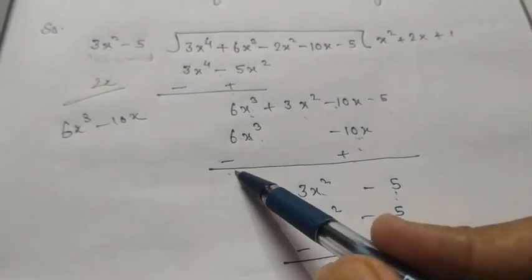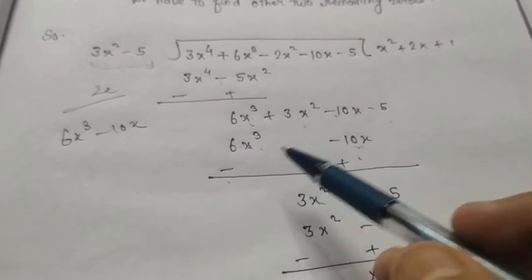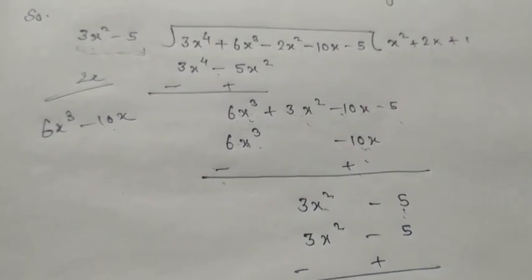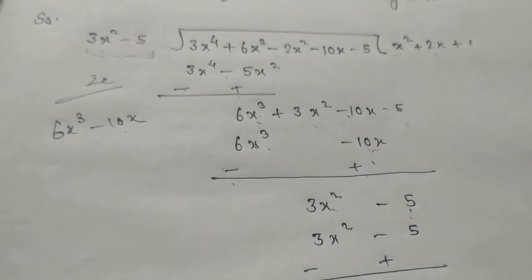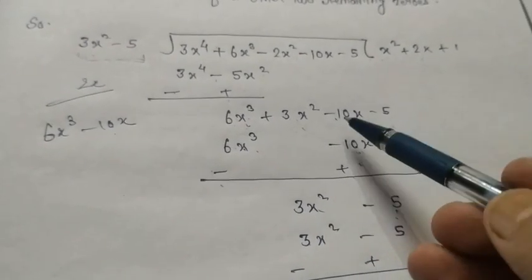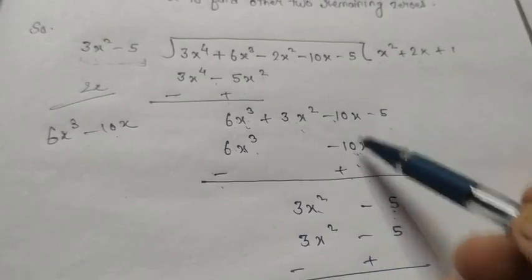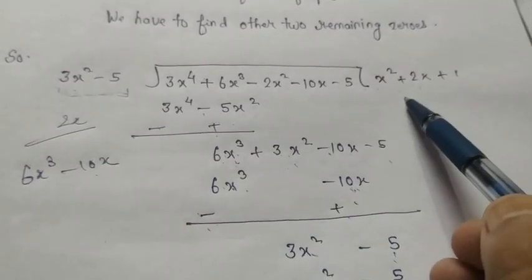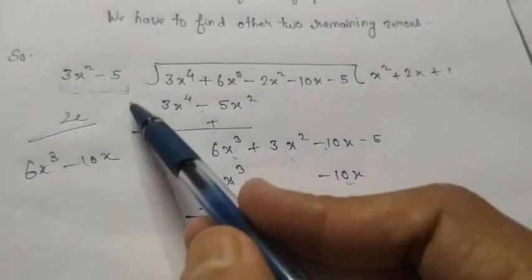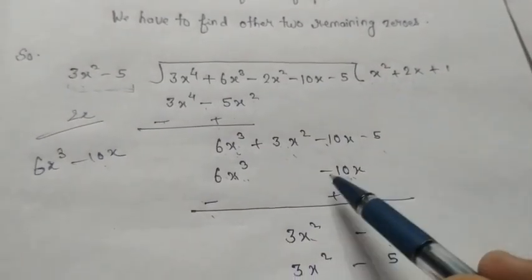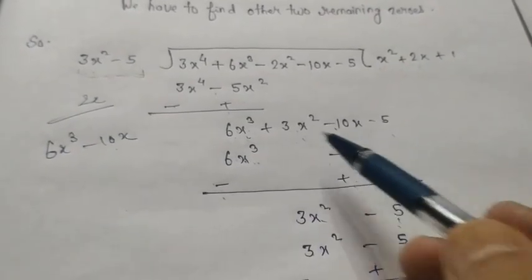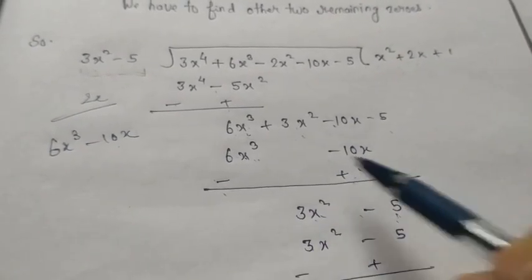So listen children, don't panic. What you have to see, just whatever you require, just multiply it and write down the remaining term below the like or unlike terms. So when you will multiply it, 3x square plus into 2x, you will get 6x cube, and minus 5 into 2x, you will get minus 10x. So this will be cancelled and this will also be cancelled. So 3x square and minus 5 will be left.